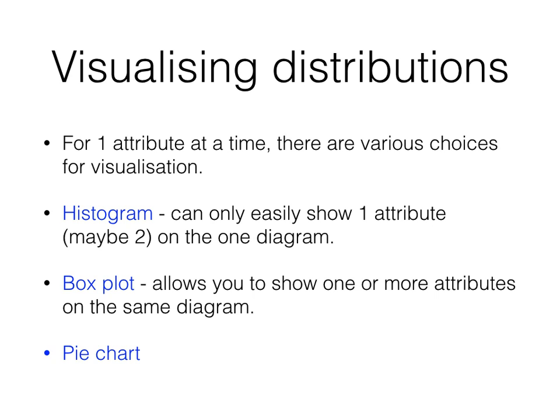Let's look now at visualizing distributions. So, as I said before, we can either look at distributions one attribute at a time, or we can look at them at several attributes at a time. So first off, let's look at single attributes at a time. So there's several choices here, and we're going to go through each of these one by one.